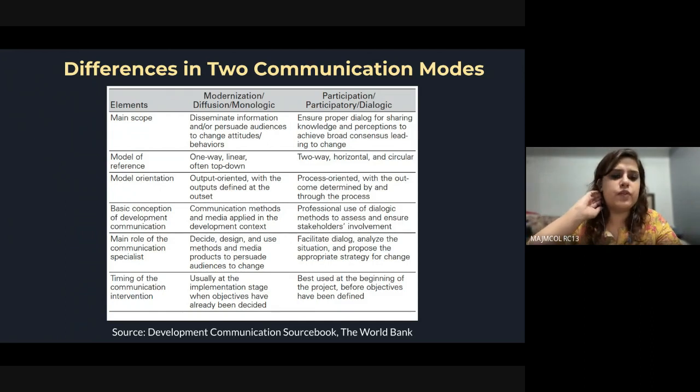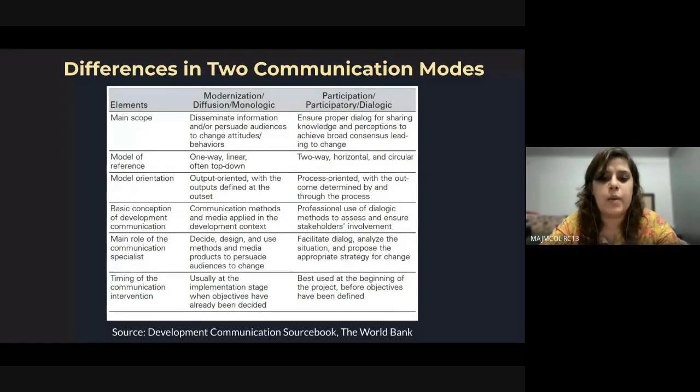The basic conception of development communication, the modernization, the monologic approach, is that mass media is used, whereas in the participatory approach, there is professional use of dialogic methods to assess and evaluate stakeholders' environment, what kind of issues they might come up with, and what kind of tools they can actually use to empower themselves comes into the picture here. The main role of communication in the monologic is to decide, design, and use methods. Wherein in the participatory, it is to facilitate dialogue, to analyze the situation, and to propose the appropriate strategy for change.